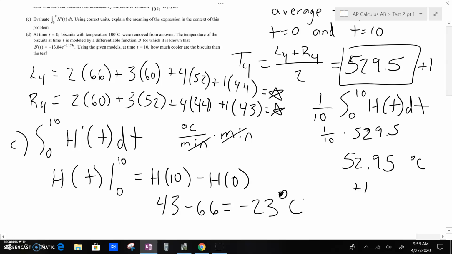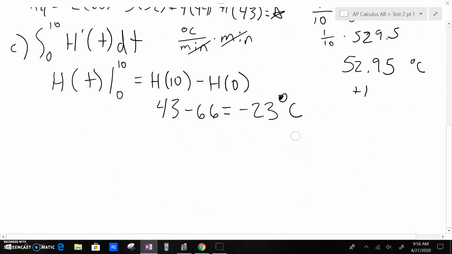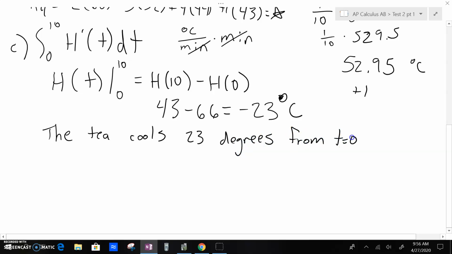And then explain what that means. Well, if you take the area under a derivative, think area under a velocity curve, you get total distance. If our velocity is temperature change here, then the area underneath, expressed by the integral, would be the amount of temperature gained, or in this case lost, in that 10-minute span. So what that means is negative 23: the tea cools 23 degrees from t equals 0 to t equals 10, or that's the amount of temperature lost in that time span.